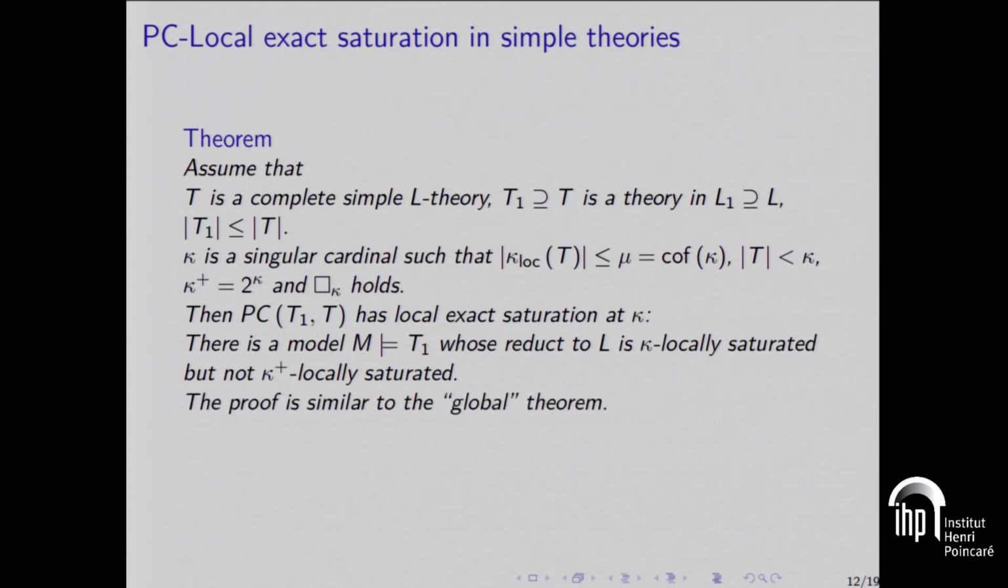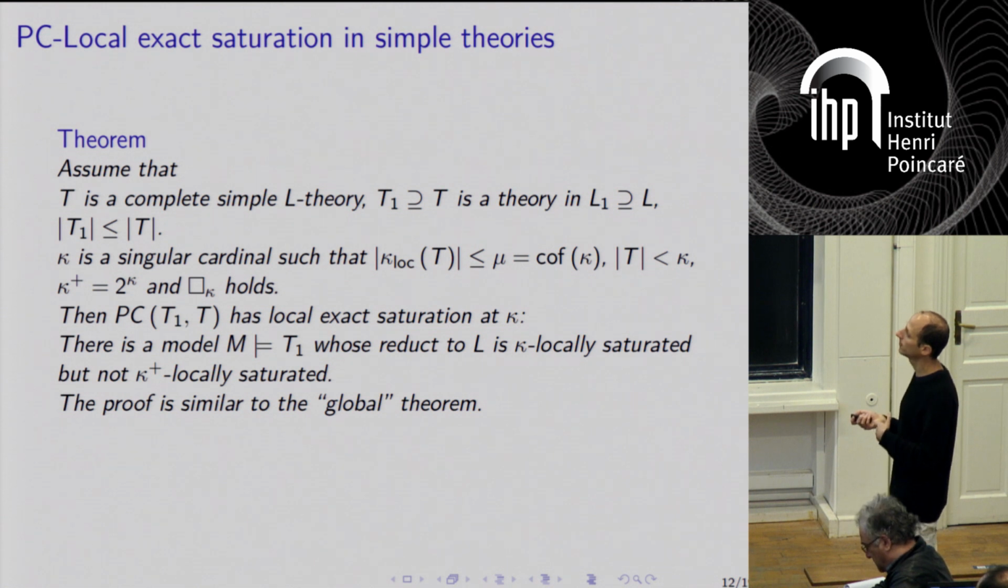So yeah, the statement is similar, the proof is similar, and the first step in the proof, the main lemma there, is to show that you don't fork over a small set, and it's more or less the same. But the difference in the theorem is that we don't assume unstable now, because before we had a simple non-stable theory, but now we don't need this assumption because we know that for stable theories you always have PC exact saturation.